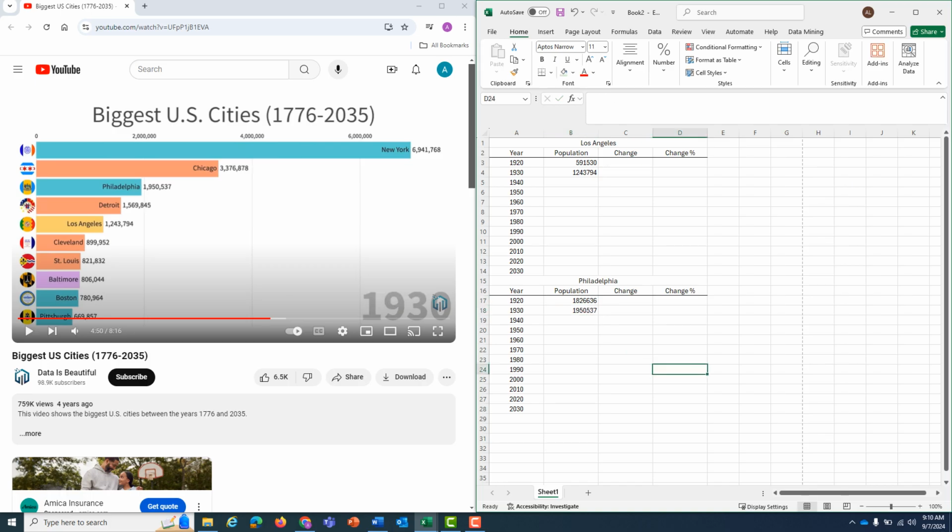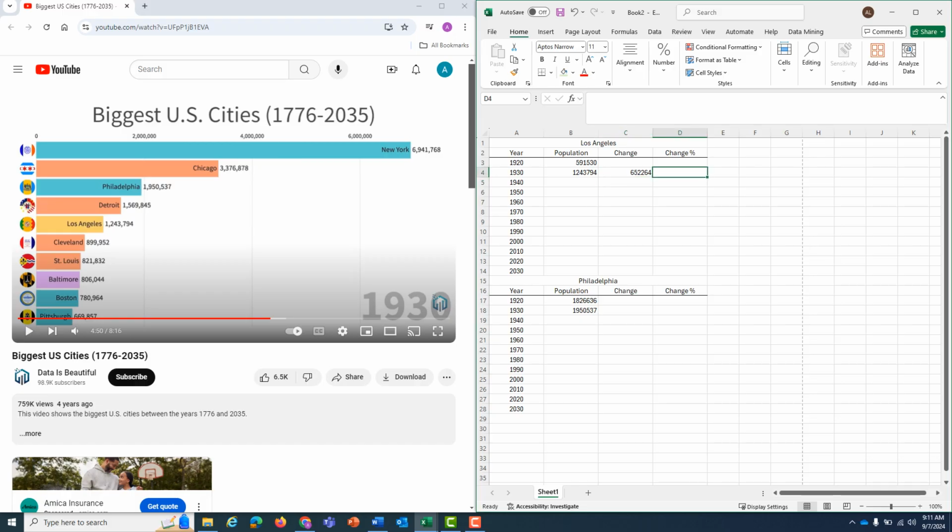But now we do have a change. That's how much Los Angeles's population increased during this 10-year interval. Well, I can figure that out with a formula. If I can get in the right cell, which I want to put here into cell C4, how much did it increase? Take what it was in 1930, subtract out what it was in 1920, and you get, in this case, a little over 652,000.